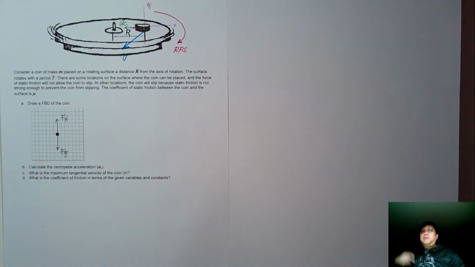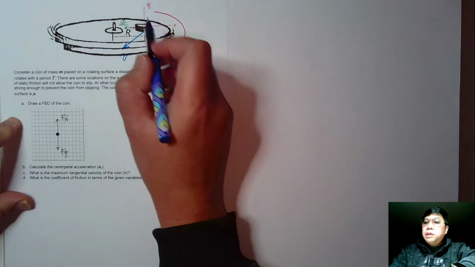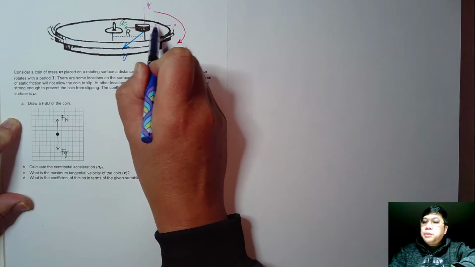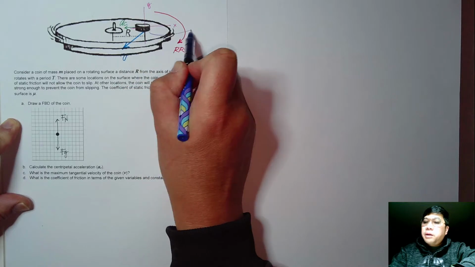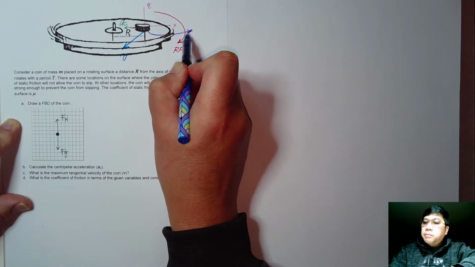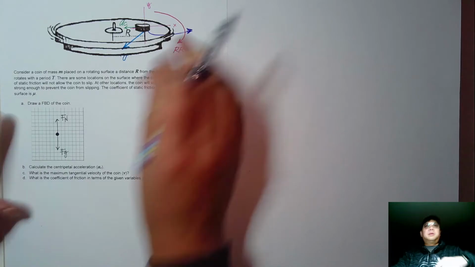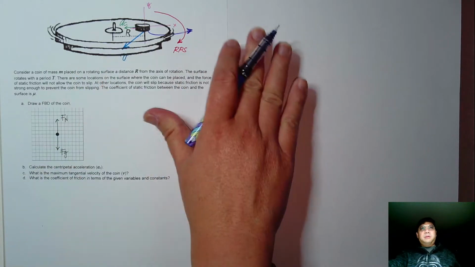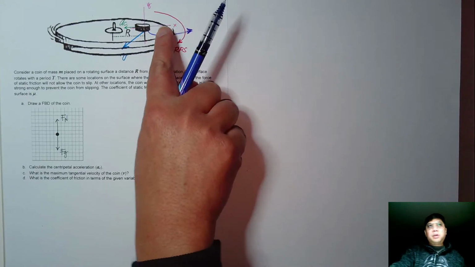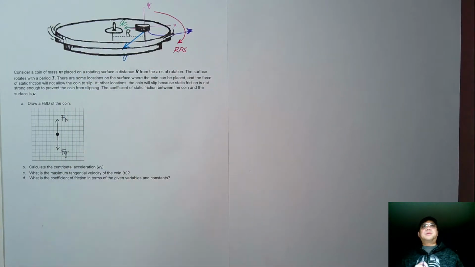Now there is a pending motion, and that pending motion right here is that the coin will try to slip away. It will slip away in that direction, away from the disc. It's not going to go inward, but away from the disc.